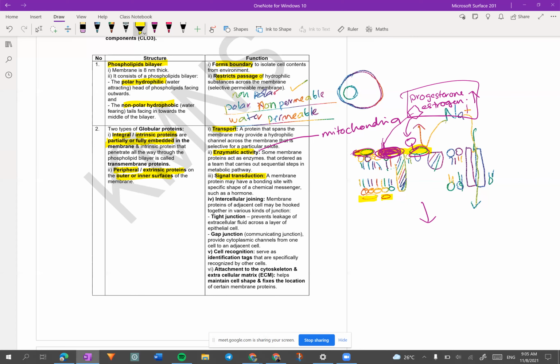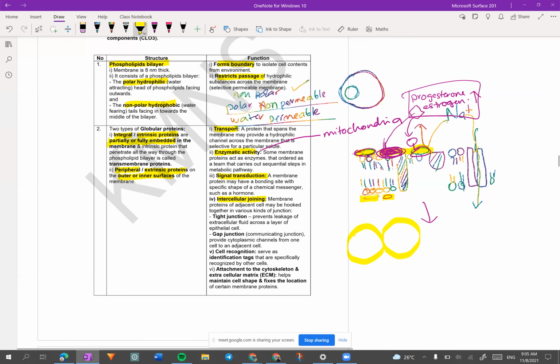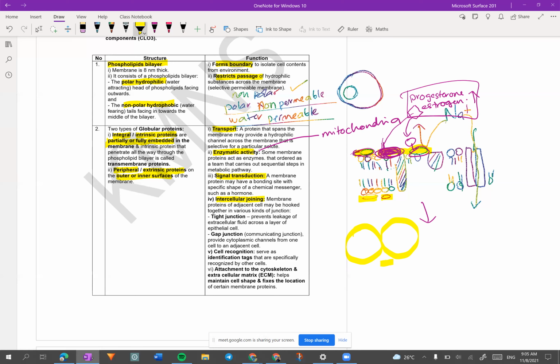And then next one adalah intercellular joining. So the intercellular joining adalah dia akan help untuk your cell dengan satu sel lagi untuk lekat with each other. Right? Tak ada dia lekatkan together. So what are they? Kita ada tight junction and gap junction. So the tight junction prevent leakage while gap junction lebih kepada communication.